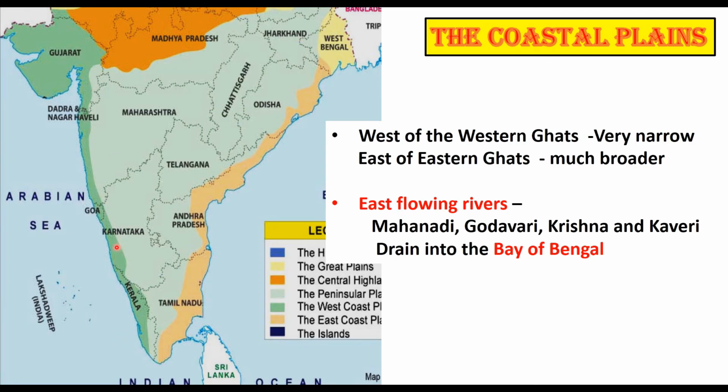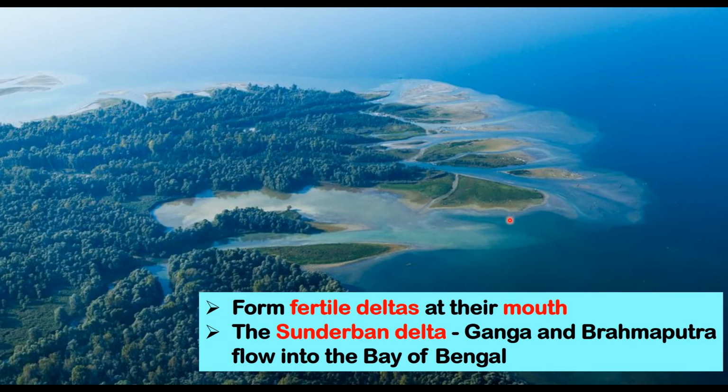To the west of Western Ghats and east of Eastern Ghats lie the coastal plains. The western coastal plains are very narrow, whereas the eastern coastal plains are much broader. The rivers Mahanadi, Godavari, Krishna and Kaveri are a few of the east-flowing rivers and they drain into the Bay of Bengal. These rivers form fertile deltas at their mouth. Mouth means the point where rivers enter the sea.